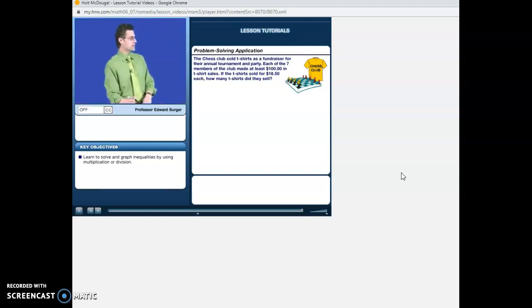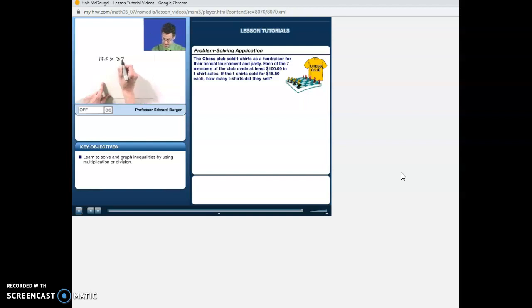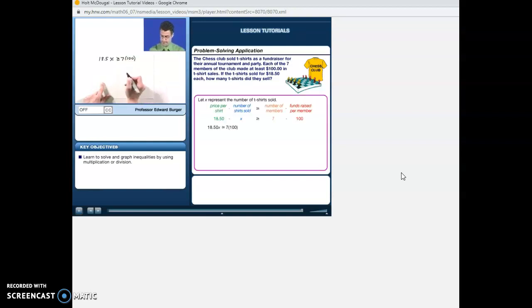And what do we know about that amount? That amount is going to be what? Well, greater than or equal to 100 times 7, because each of them made at least $100, but maybe more. So, in fact, this has got to be greater than or equal to 7 times 100. All right, well, that's actually 700. All I've got to do is divide both sides by 18.5. So I have x greater than or equal to 700 divided by 18.5.